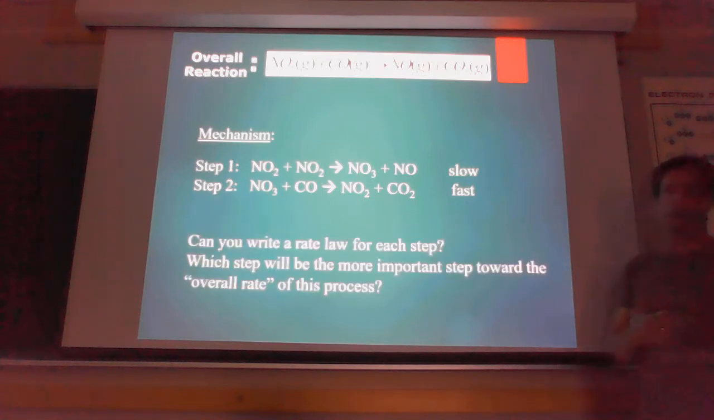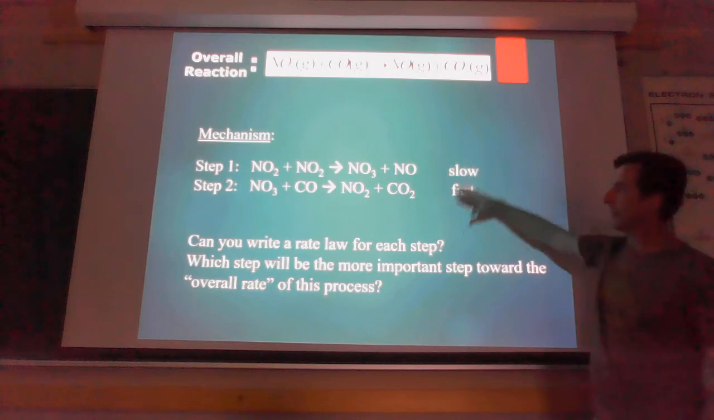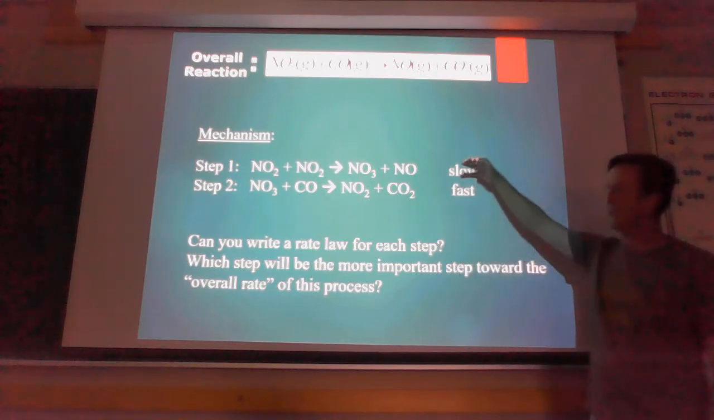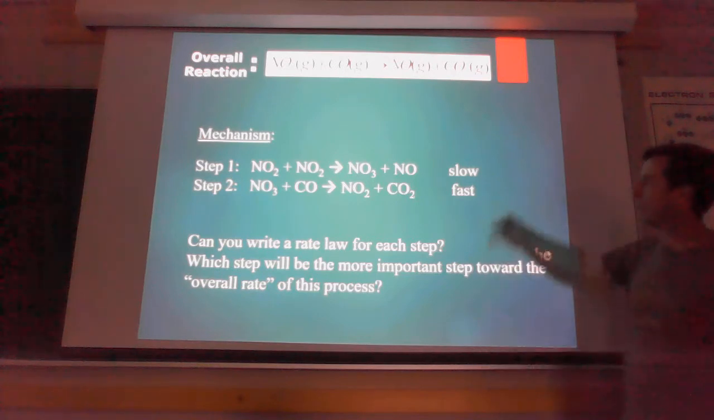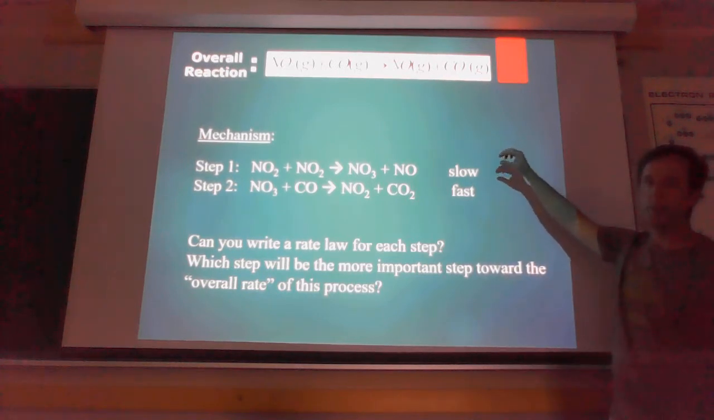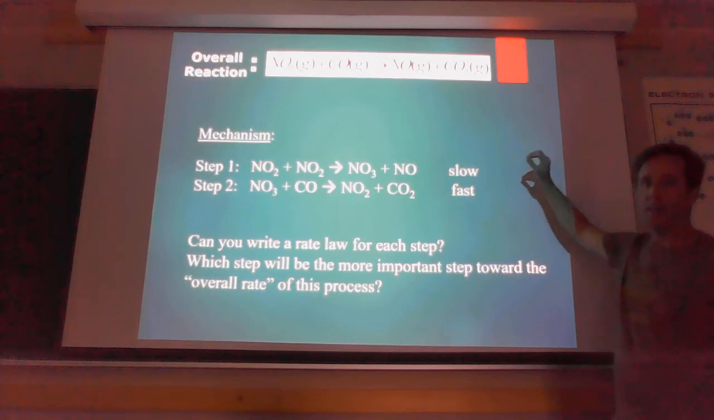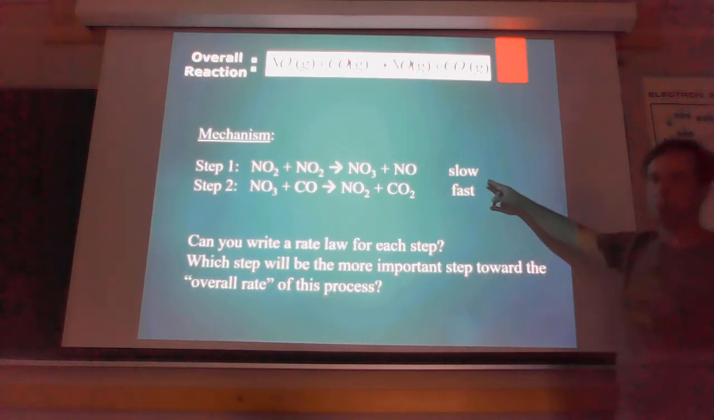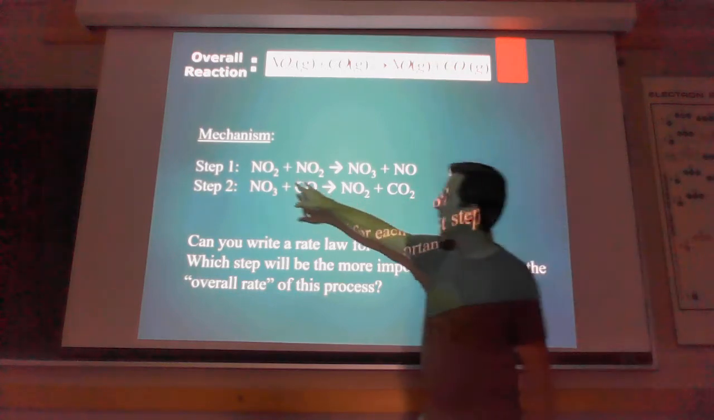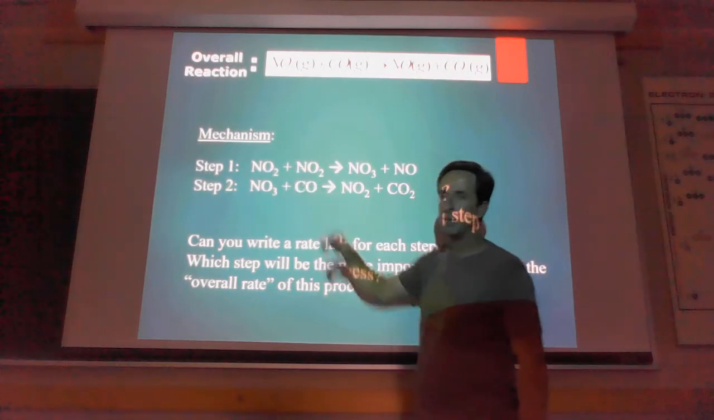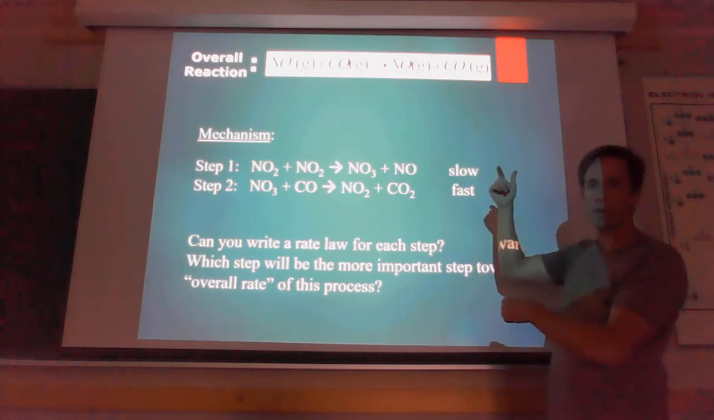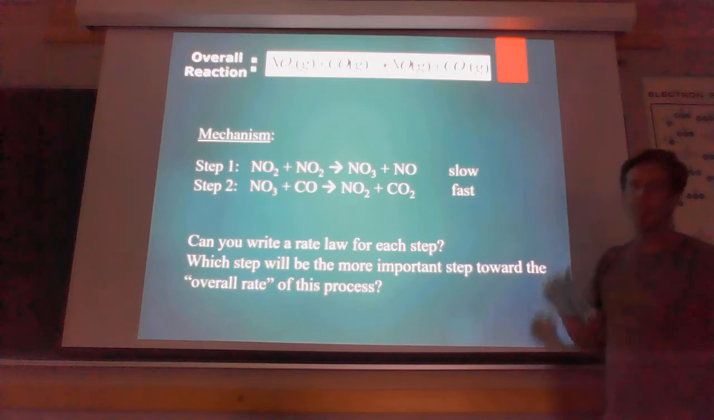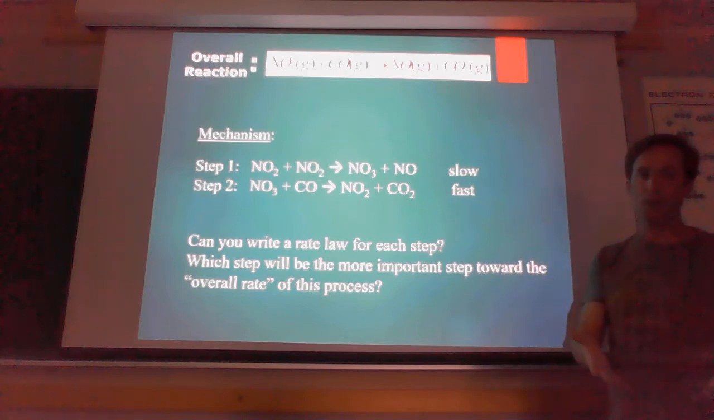So if we look at a mechanism, okay, let's just say this mechanism is provided, you should be able to write the rate law for any step that's there. The rate law of the first step would be rate equals k, and if it's the first step, we'll sometimes call that k1. Okay, so rate equals k1 times, there's two NO2 molecules here, so it's going to be NO2 squared. Okay, we already saw that on the previous slide. That's the rate law of the first step. That's the slow step, so of course that's the one that matters the most.